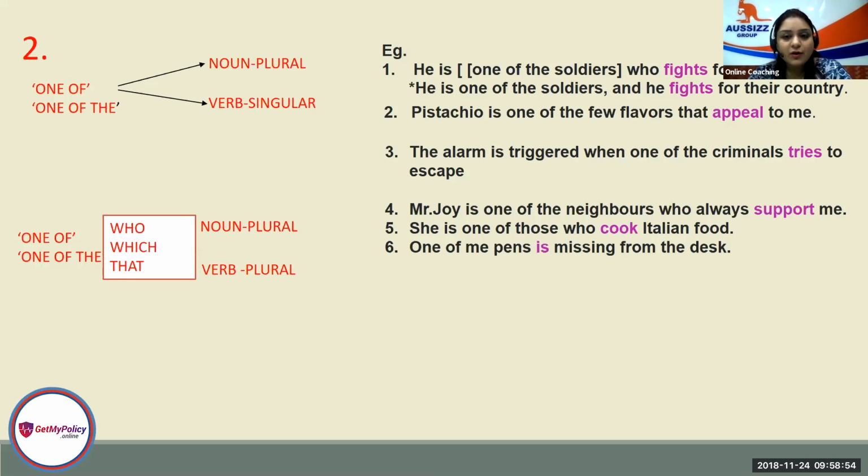Mr. Joy is one of the neighbors. Here I am talking about Mr. Joy, but actually I'm not talking only about Mr. Joy because I'm talking about all my neighbors, among which Mr. Joy is one. So Mr. Joy is one of the neighbors who always support me. Why am I using "who always support me" here?